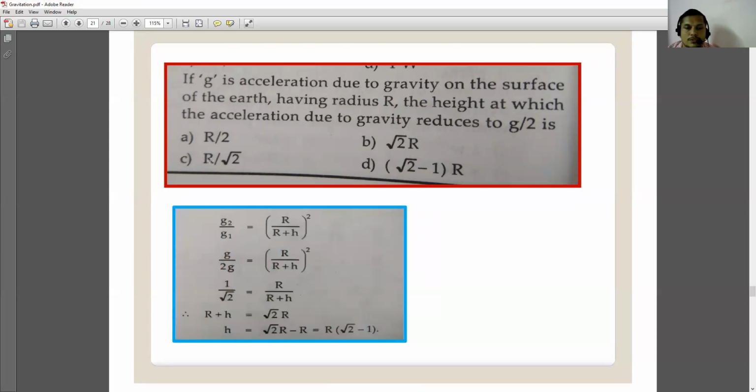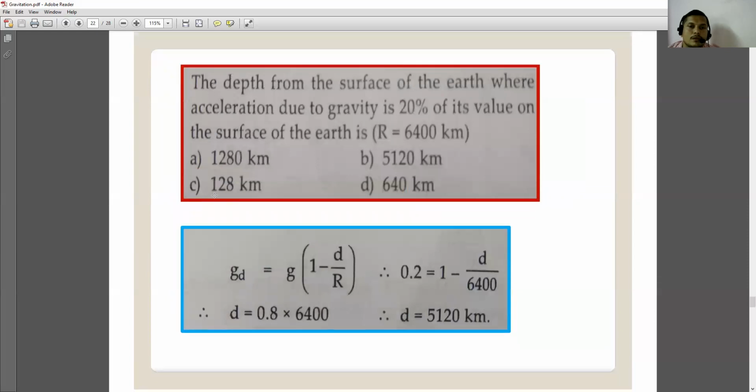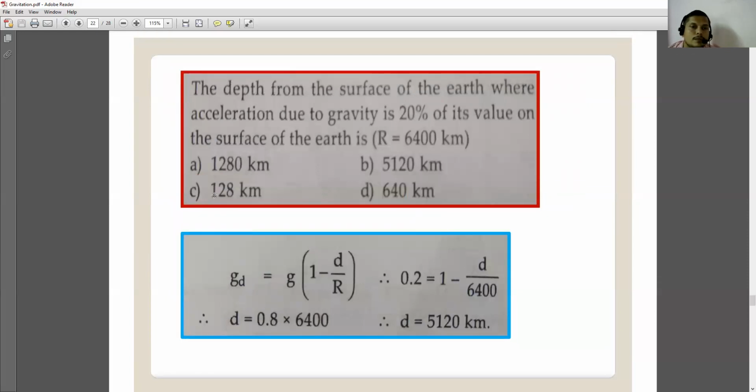this MCQ easily. Then next, the depth from the surface of the earth where acceleration due to gravity is 20% of its value on the surface of the earth is.